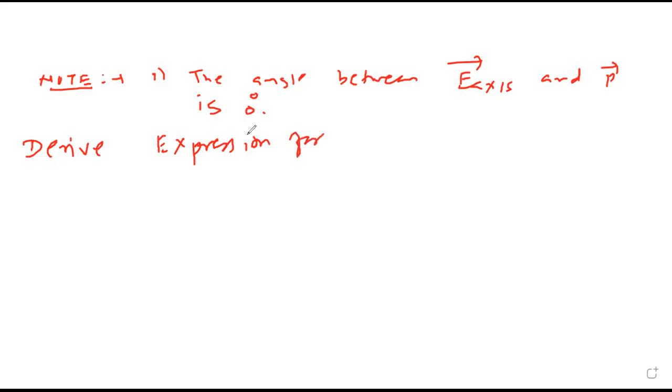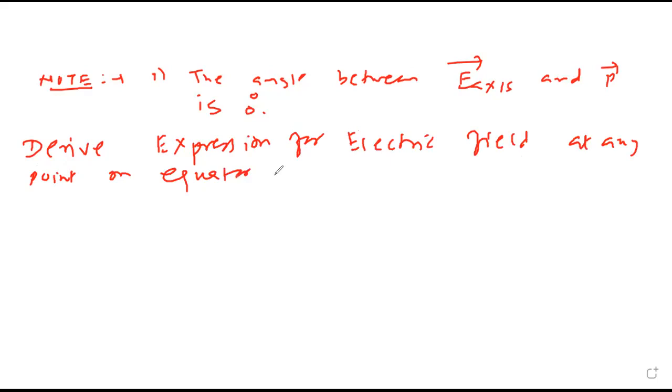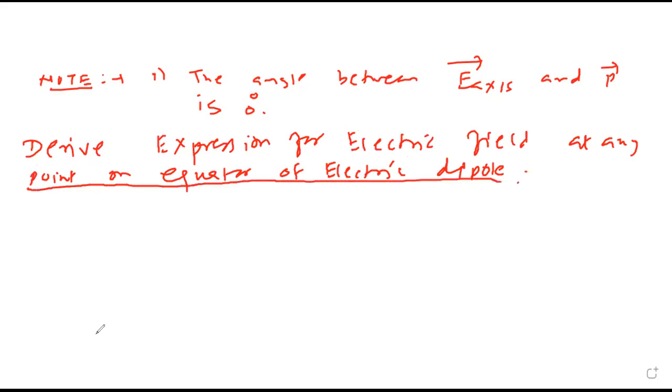Expression for electric field at any point on the equator of an electric dipole. The equator is the line passing through the center and perpendicular to the axis. First see the diagram, then we'll start.